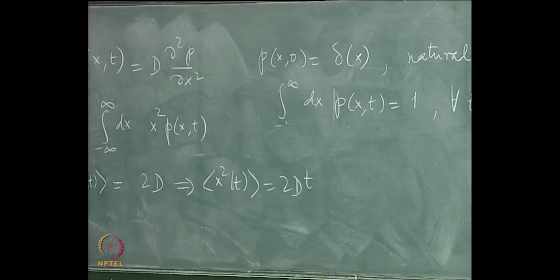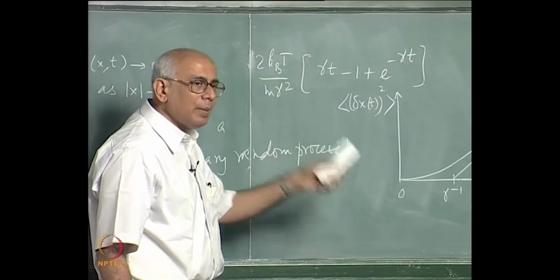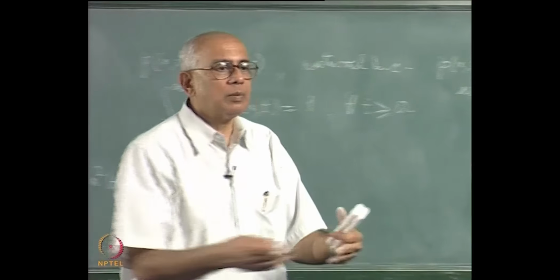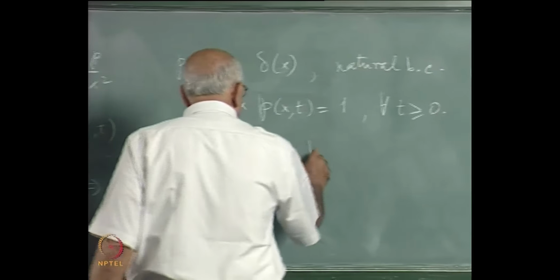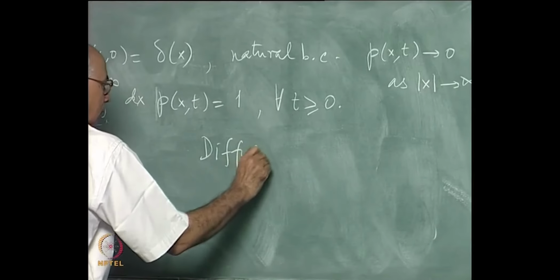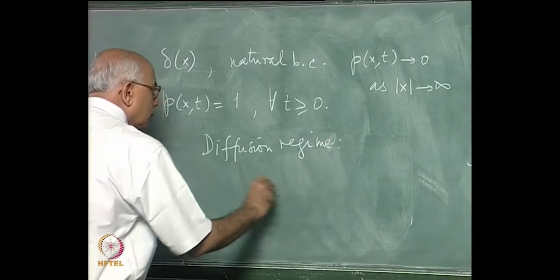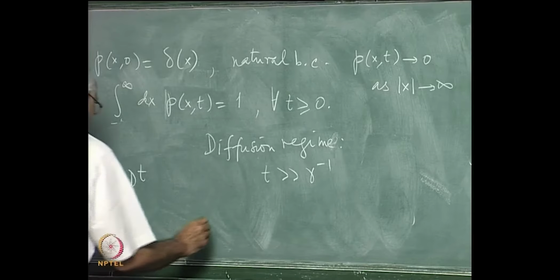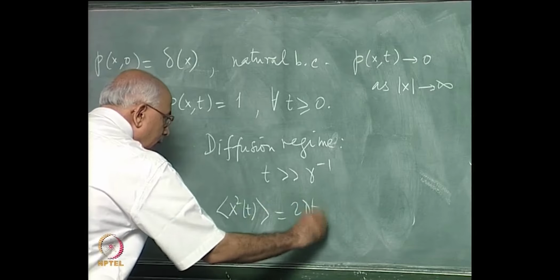Now how does that tally with the result there? This thing here is certainly not a linear function of t, except in the limit gamma t much bigger than 1, and these two must match. Therefore, in the diffusion regime, so we could call this the diffusion regime, t much greater than gamma inverse, in that regime, x squared average of t is equal to 2Dt.